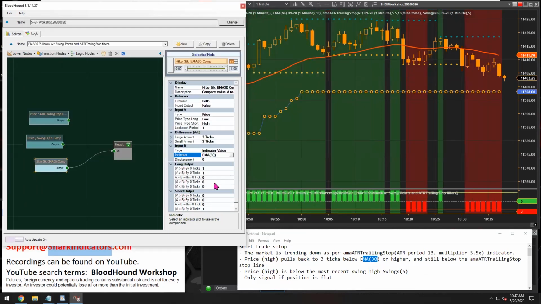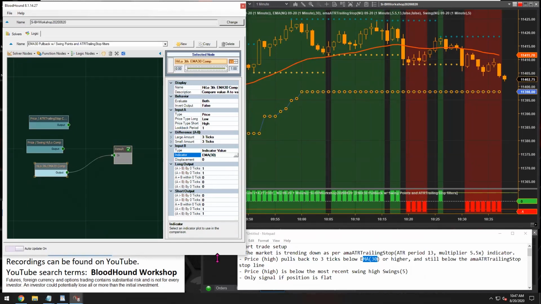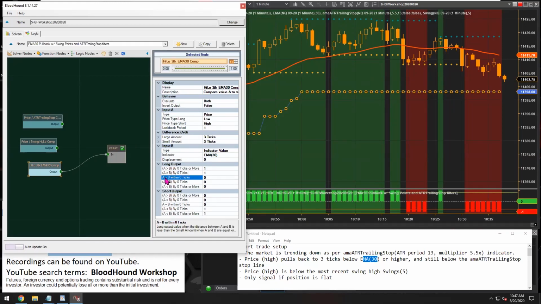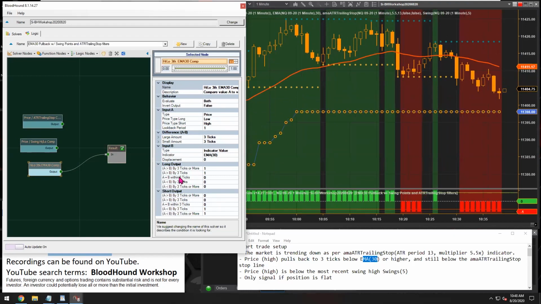Now we need to check our outputs here. We want to use the A equals B within. Here's a little note: sometimes this will say within 0 ticks, even though we set our difference to 3 ticks. If the text does not update, simply click off and then click back onto the solver, and that forces the text to update. This only happens on some computers, and nobody knows why, but it does.